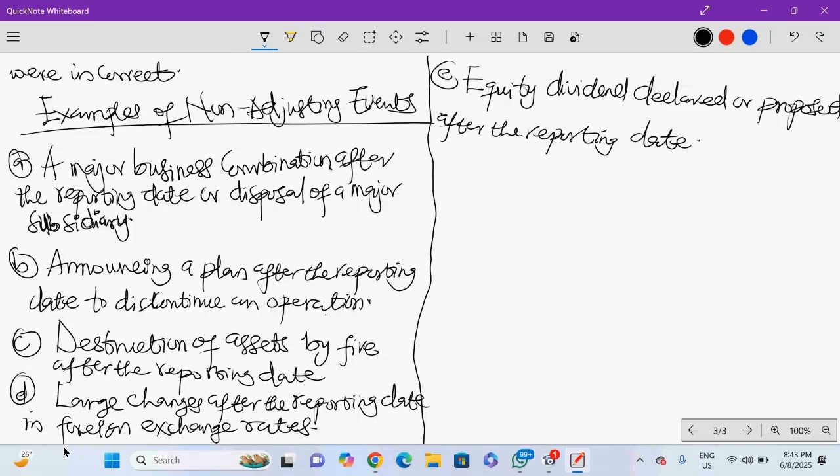There is an exception to this. There is an exception to the non-adjusting event in terms of going concern. So what is the going concern? The going concern is that, as a business, we anticipate that the business will continue to operate for the foreseeable future.